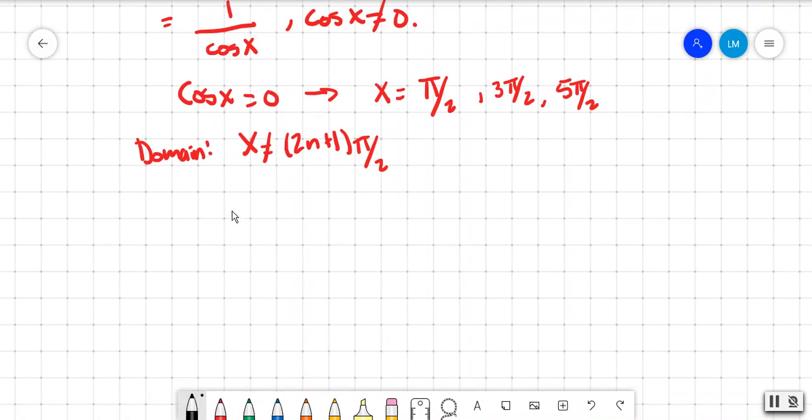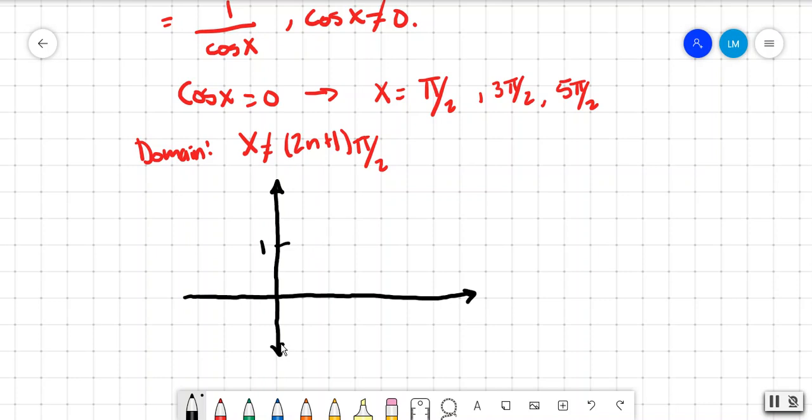Now, this is what's going to be interesting. If we go ahead and graph our cosecant function, or secant function, we're going to do it in a way that looks at the cosine function first. So for instance, this is going to be 1 and this will be negative 1. Now this is going to be pi over 2, then pi, and let's extend this just a little. This is going to be 2 pi, and then this is going to be 3 pi over 2.